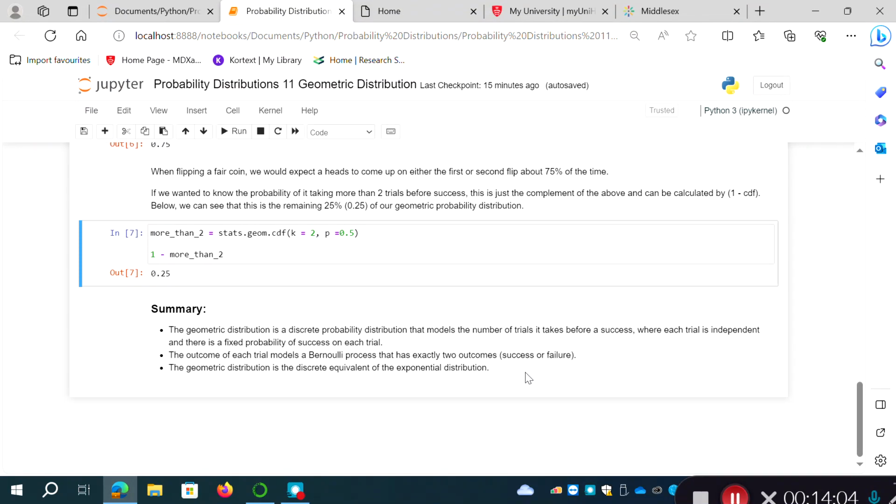Okay, so that was just a little bit of information about the geometric distribution. I hope that was useful and interesting. It can be used to model lots of different real-world events. In the next video, I'll talk about the beta distribution, which is quite an interesting distribution. And I think that'll be the last in this series of videos for the time being.